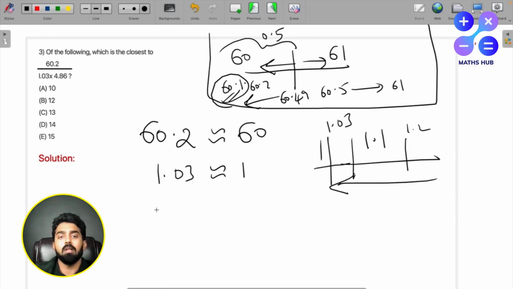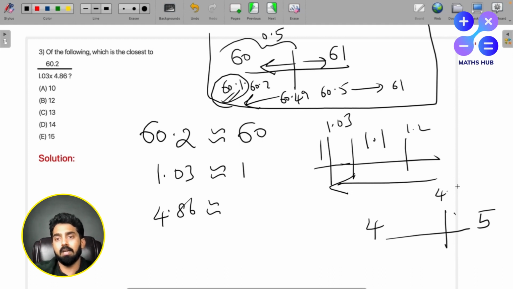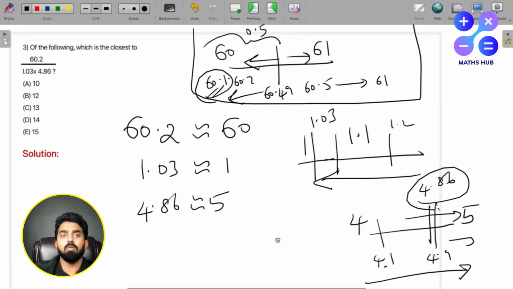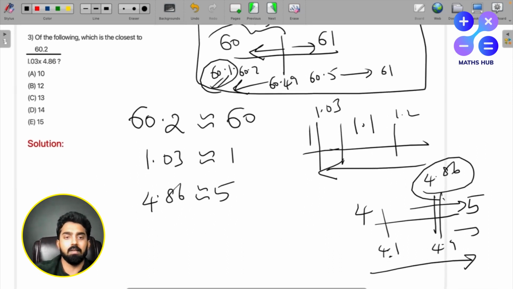It's much higher. Now 4.86 is what? It's much closer to this side, right? So 4 is here, 5 is here. 4.86 would be very close to here. It will be 4.86, and this will be 4.9, and this will be 5, and here it will be 4.1, right? So this is pretty close to 5. 4.86 is pretty close to 5. So it will be approximately 5. Now, if you put these numbers back there, you will say this is equal to 60 by 1 into 5. So 12. That is your answer.